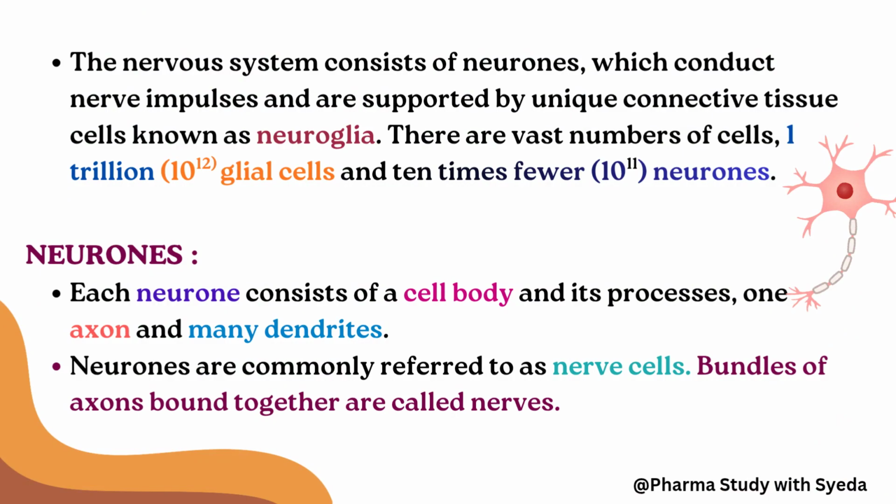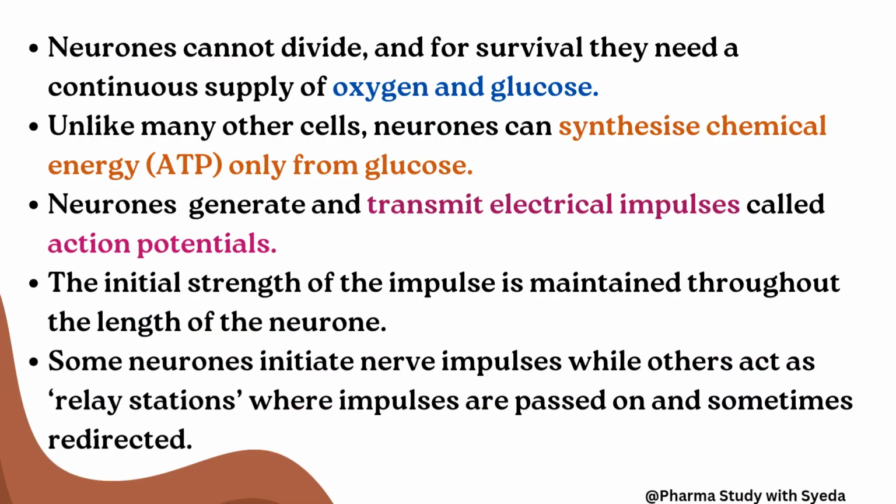Bundles of axons bound together are called nerves. Neurons cannot divide, and for survival they need a continuous supply of oxygen and glucose. Unlike many other cells, neurons can synthesize chemical energy, ATP, only from glucose. Neurons generate and transmit electrical impulses called action potentials. The initial strength of the impulse is maintained throughout the length of the neuron.